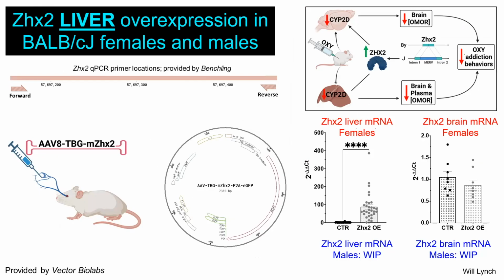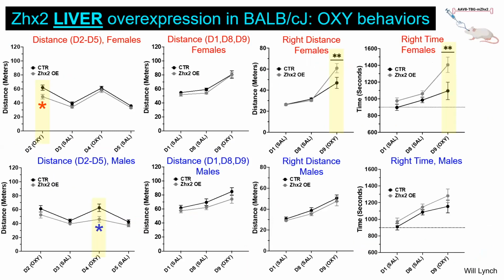And so the prediction was that increasing Zhx2 expression should restore this repression activity, lead to a reduction in brain oxymorphone levels, and a reduction in addiction model behaviors. And so we have some evidence for that, thankfully. In the females on day 2, we see a decrease in acute locomotor response to oxy. In the males, we see it on day 4.